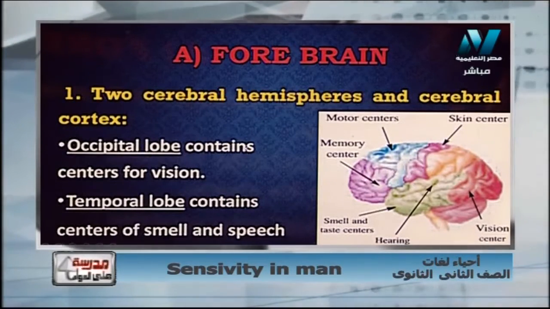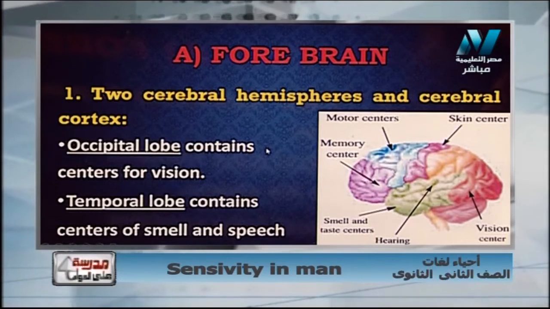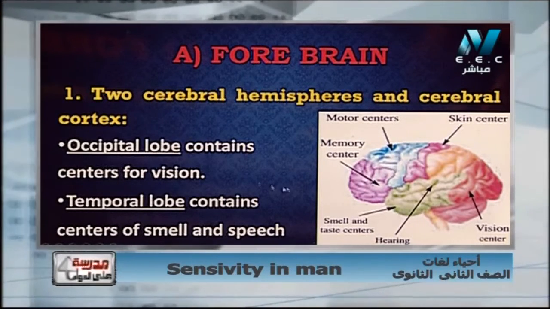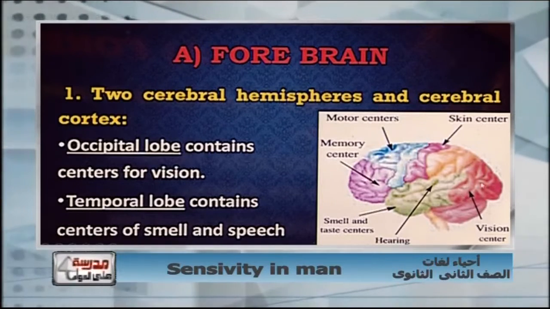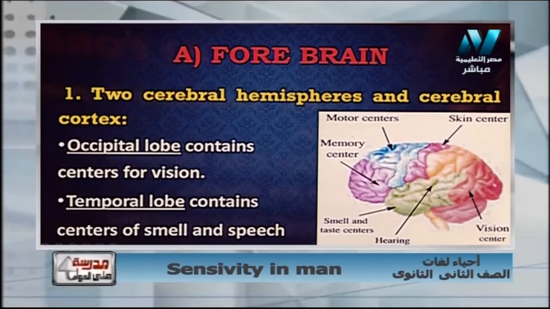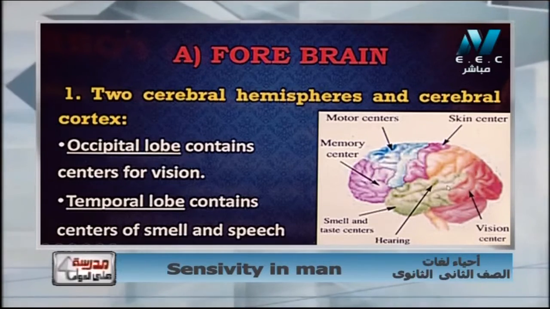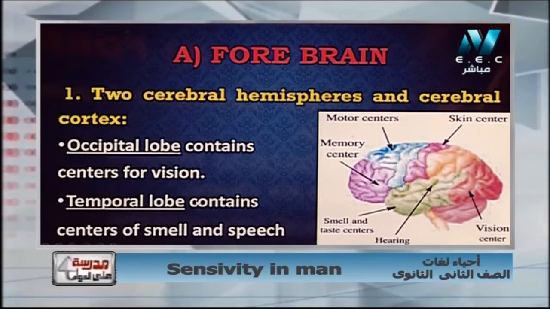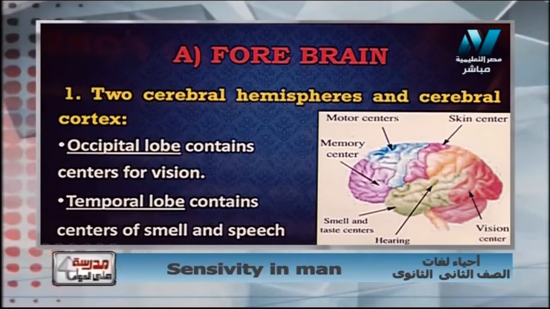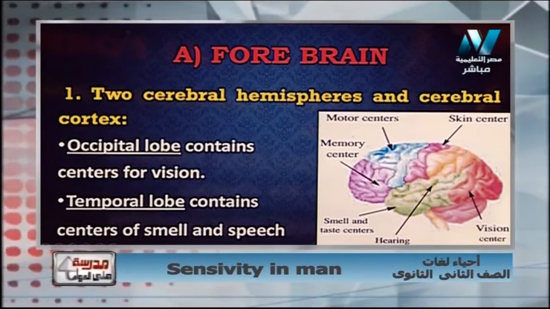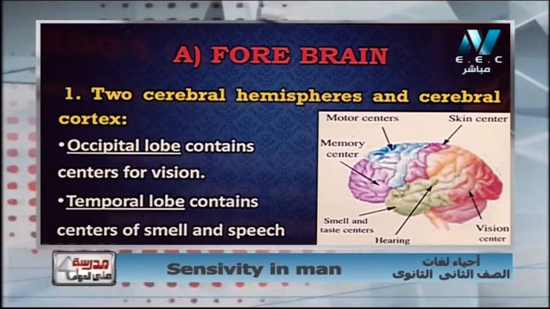The third lobe is called the occipital lobe, which contains centers for vision, and it is located at the back side of the two hemispheres. Here are the vision centers. The temporal lobe contains centers for smell and speech. This is in green, as you see, at the two sides of the two hemispheres.